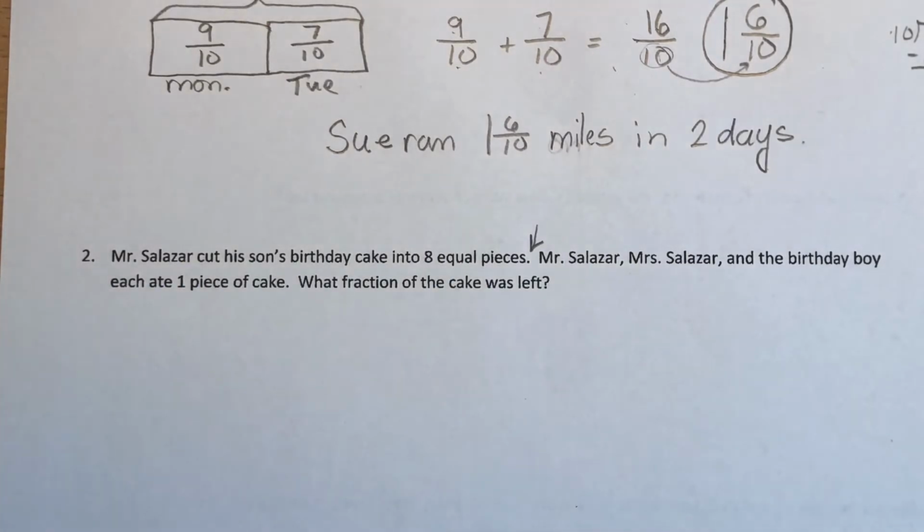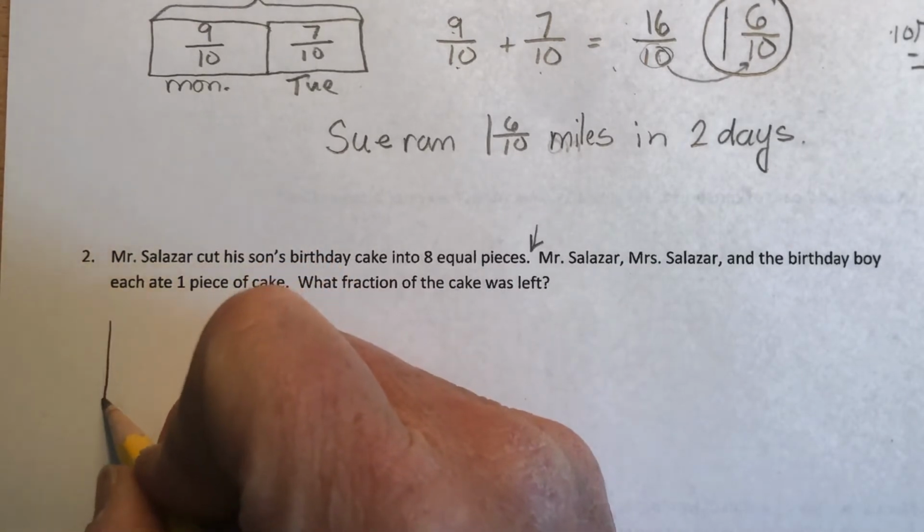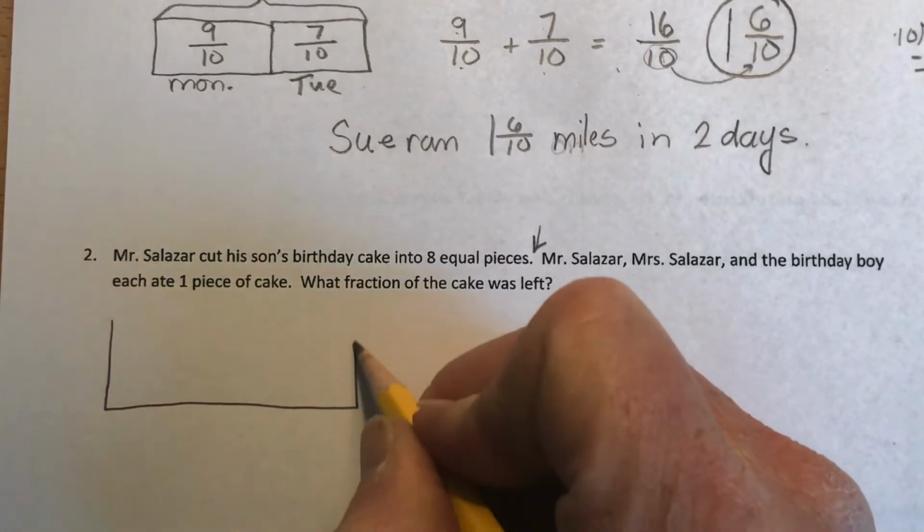Okay, I can do that. So we're going to do our tape diagram of a model, okay? So let's do that. Let's draw this cake here. Here's the cake.